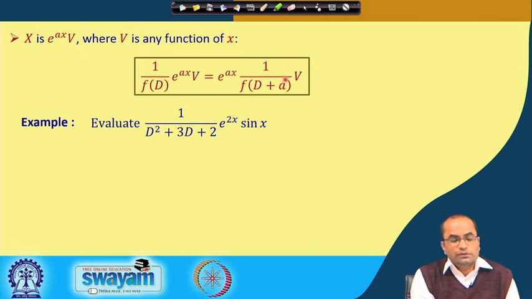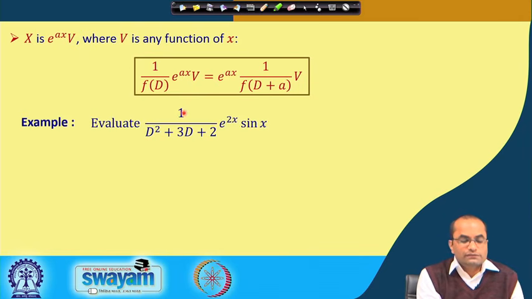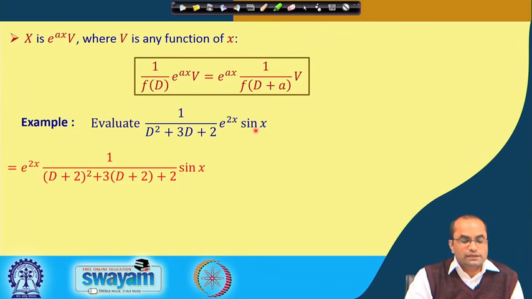Again, just to show one example based on this, we have 1 over D square plus 3D plus 2 of e to the power 2x and then sin x.